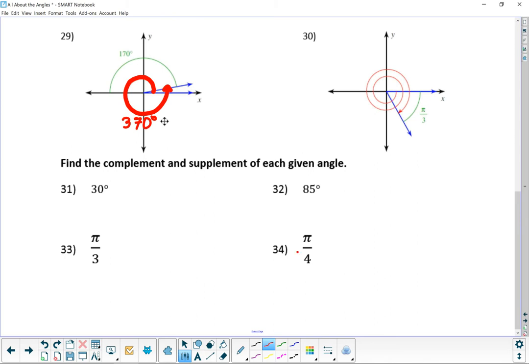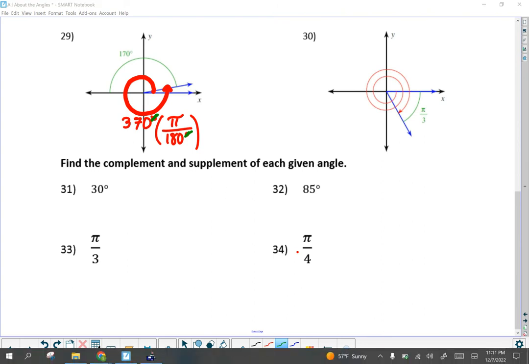Then I need to convert that to a radian. So that's going to be 180 degrees on the bottom. Oops. And pi on top. And again, the reason why I set it up that way is because the degrees will cancel with each other. Okay. And then all I have to do is figure out what 370 divided by 180 is.